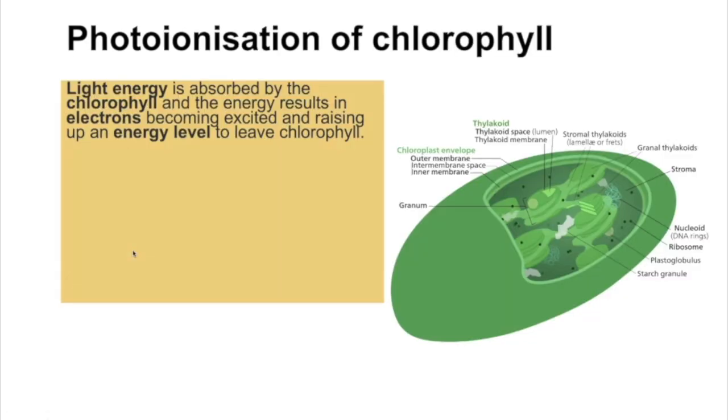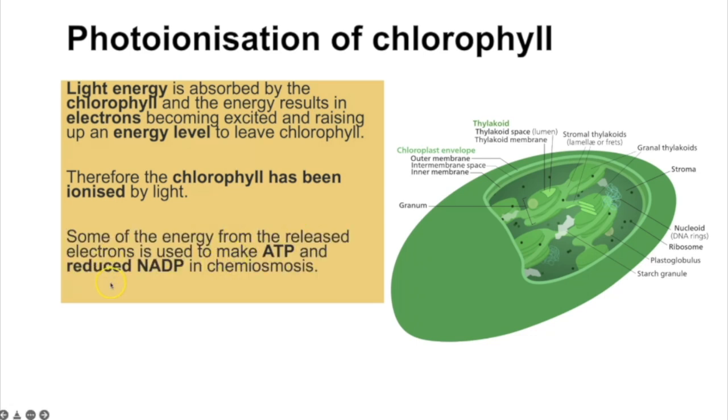Photoionization of chlorophyll, again, is to do with light, because we've got photo. So light energy is absorbed by the chlorophyll, and the ionization part is referring to the fact that the light energy results in the electrons gaining energy. And we describe that as them becoming excited and raising up an energy level. And that causes the electrons to leave the chlorophyll, and therefore the chlorophyll has been ionized. Some of the energy from the released electrons is used to make ATP and reduced NADP in chemiosmosis.